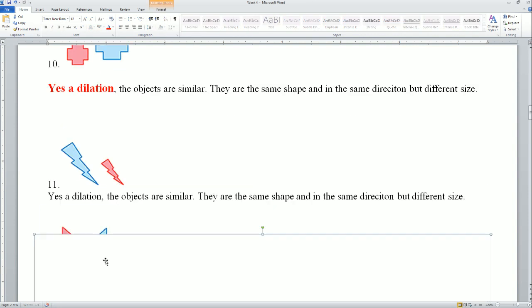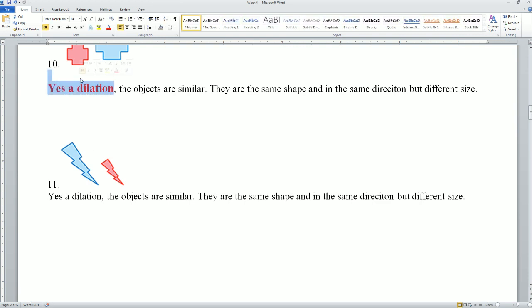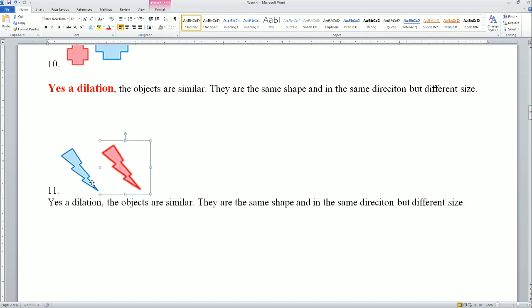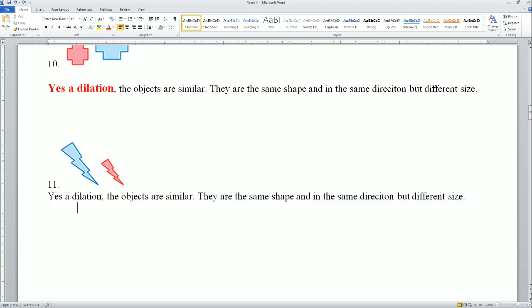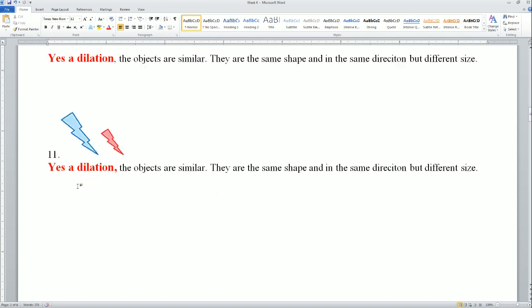Next one, 11. I would also say this is a dilation. The objects are similar. They are the same shape and in the same direction but different size. Let's see this. I'm going to enlarge the red. Boom. You see how these two are identical? So I would say that yes, it is a dilation because the objects are similar. They are the same shape and in the same direction but different size.